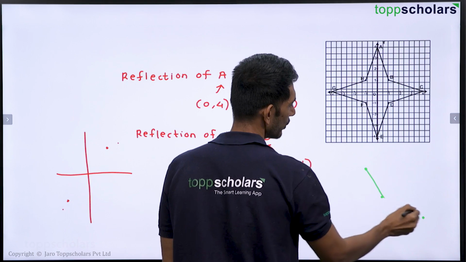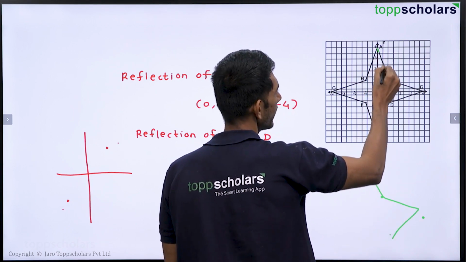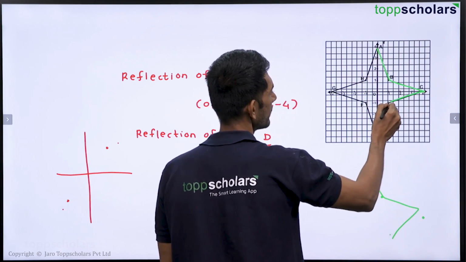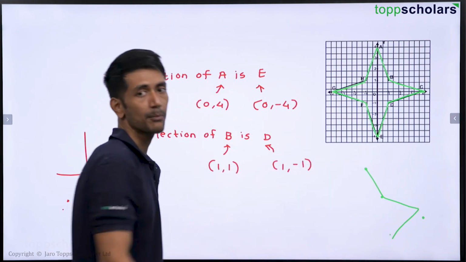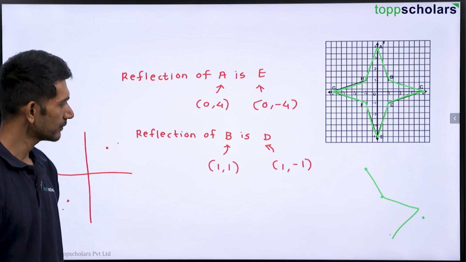And then you continue joining them. So just join it. A, B, C, D, E, F, G, H, A. That completes your figure. That's it.